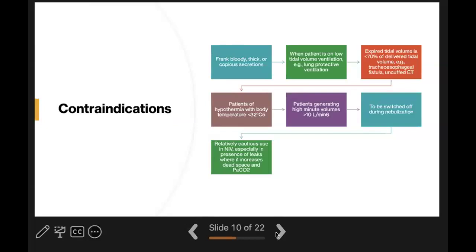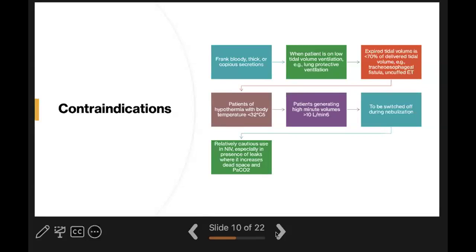If the patient is hypothermic, you are keeping the patient in hypothermia for some medical reason, or the patient is hypothermic, which could worsen the condensation in the circuit. So in such cases, you can avoid. And a patient generating high minute volume can again condense more water vapor. That is the reason you can avoid. And it should be switched off during nebulization, because again condensation is the reason. And use it cautiously in NIV, especially in the presence of leak, as it can increase the dead space and can cause worsening of the type 2 failure.